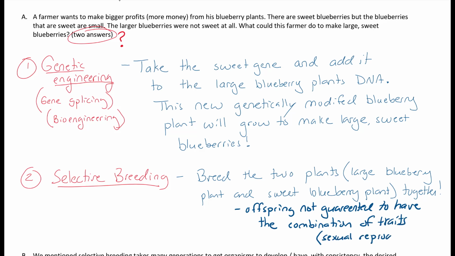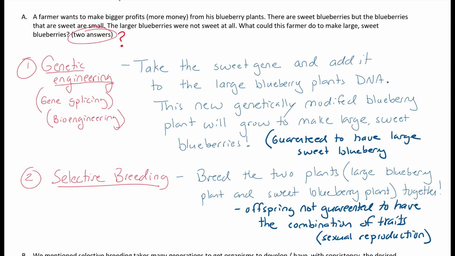But on the other hand, genetic engineering, this is guaranteed. You're physically putting in the genes that you want, so you know the organism will have the genes that you want. And that is genetic engineering and gene splicing.